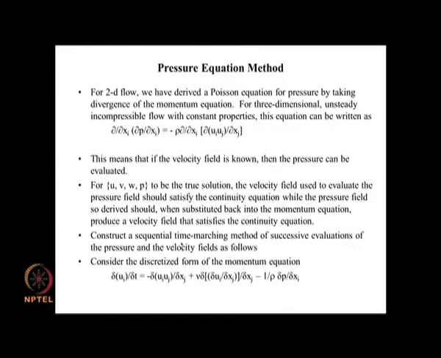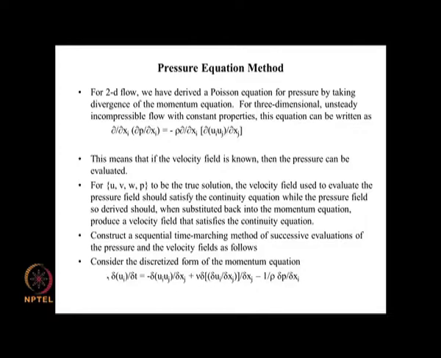So, using this idea, it is possible to construct a sequential time marching method. We will start with an explicit method of successive evaluations of pressure and velocity, which is as follows. So, you consider the discretized form of the momentum equation. Okay. So, we have dou u by dou t plus dou by dou xj of ui uj equal to nu times dou square u by dou xj dou xj minus 1 by rho dou p by dou xi. So, that is the momentum equation.